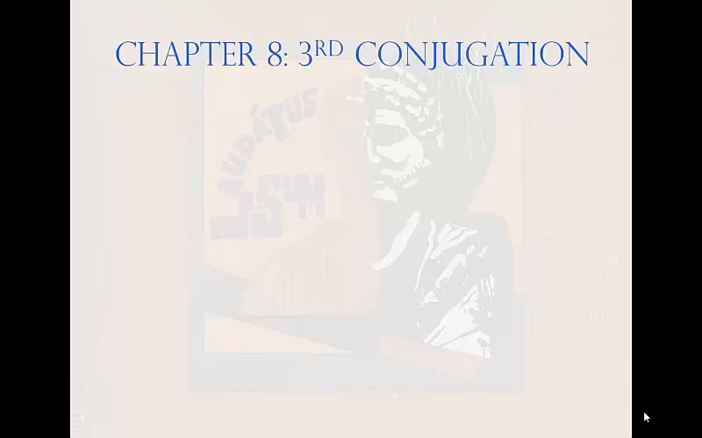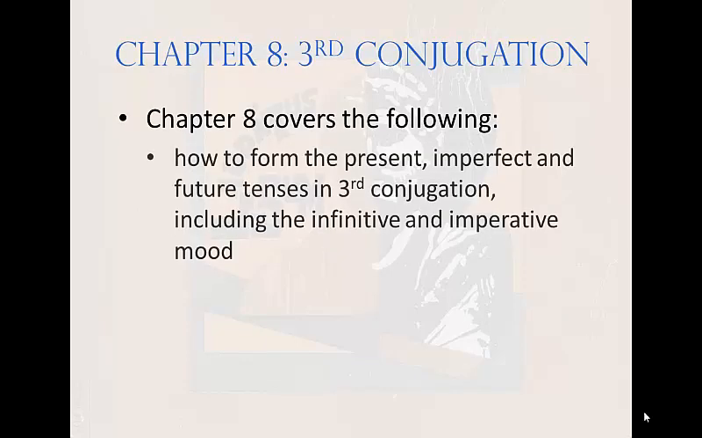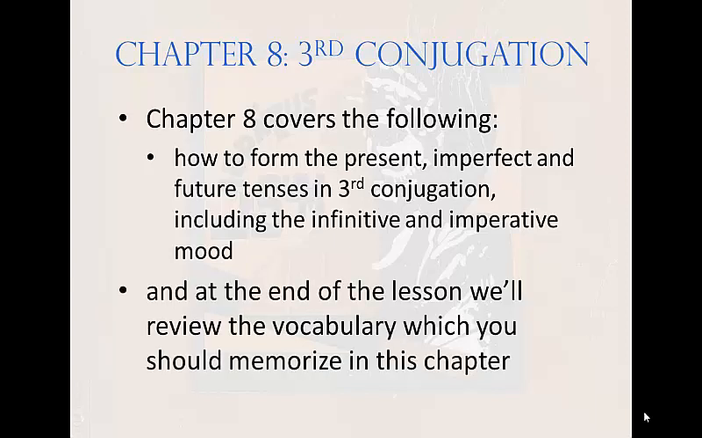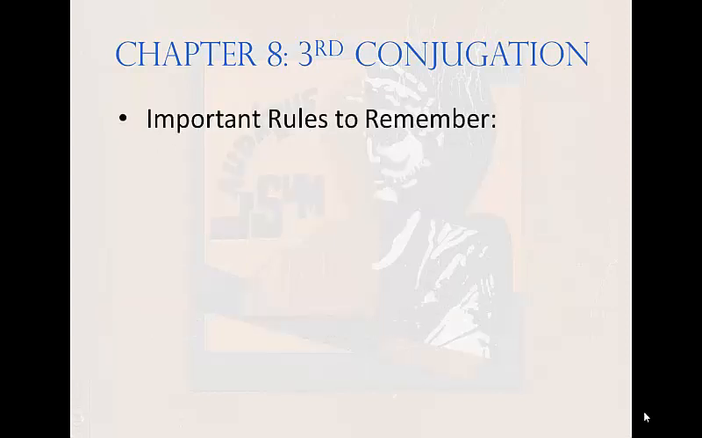Chapter 8. Third Conjugation. Chapter 8 covers the following: how to form the present, imperfect, and future tenses in third conjugation, including the infinitive and imperative mood. At the end of the lesson, we'll review the vocabulary which you should memorize in this chapter. Here are two important rules for you to remember.